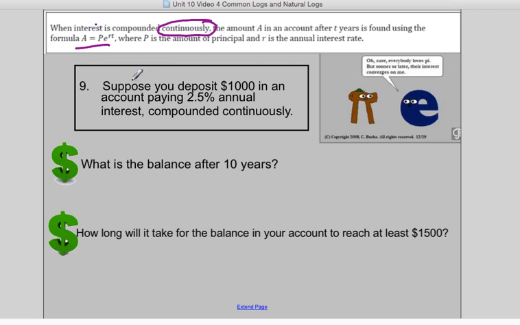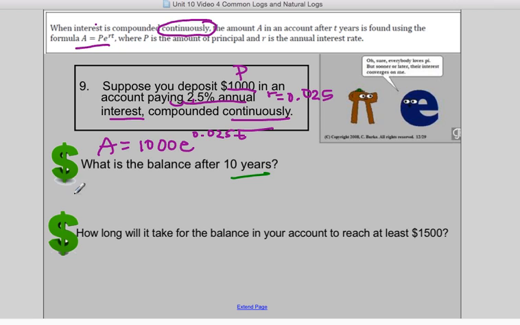So suppose you deposit $1,000 into an account. What is the 1,000? It's the principal. It's what you start with. So this is P, in an account paying 2.5% annual interest compounded continuously. So 2.5% is the rate, but I would write it as a decimal. So move the decimal twice, 0.025. So my equation would be that A is equal to 1,000 e to the 0.025t.